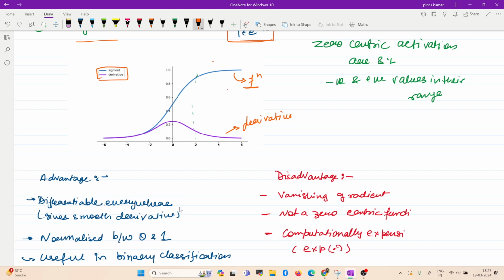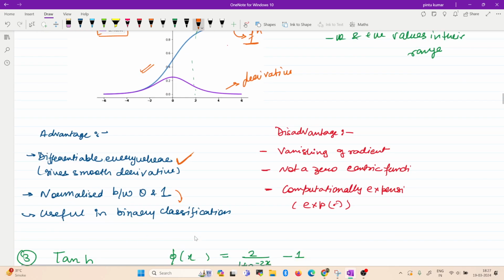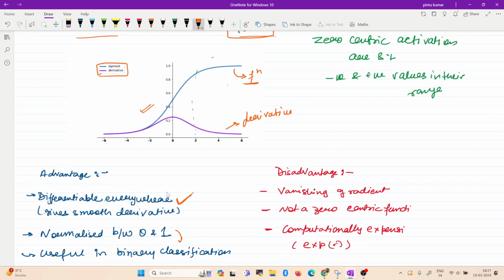First advantage is that it is differentiable everywhere, because in deep networks you have to find the derivative in order to compute the gradients and then update the weights. So being differentiable is a desired property for any activation function. Second, it is normalized between 0 and 1, and hence it is useful for binary classification. Because it is clamped at 0 and 1, whatever value we obtain, we can assign it to a class, and hence it is very useful for binary classification.